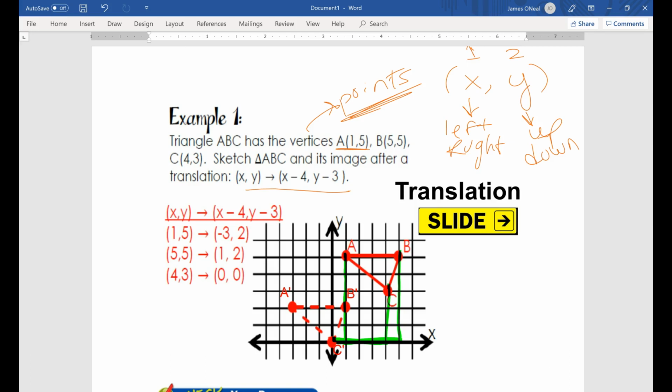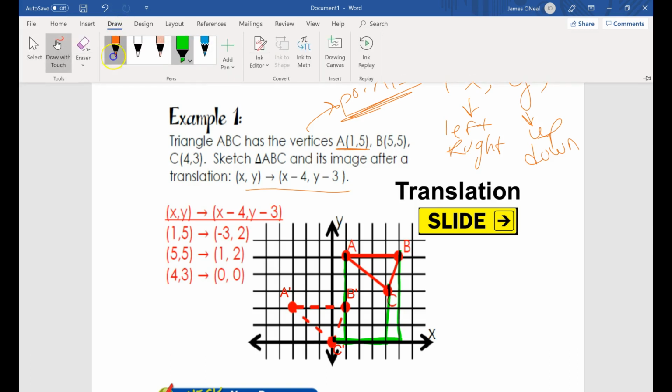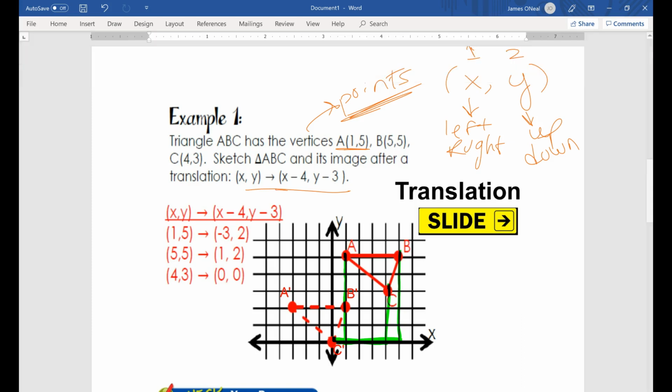Now, for those of you that have trouble with integers and subtracting, I don't have time to go over this. I'm going to do a quick lesson and move on. I'm telling you now. So for every x, I'm going to subtract 4. That's what it says to do right here. For every y, subtract 3.